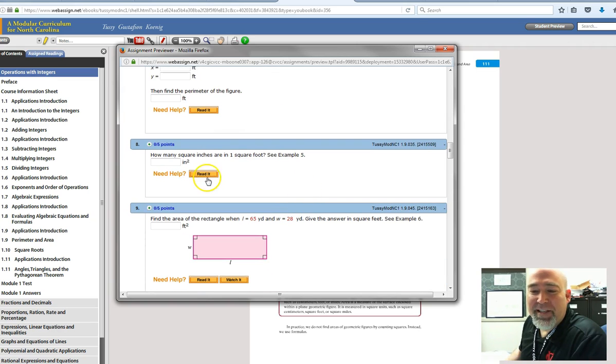Another one to look at: how many square inches are in 1 square foot? Well, you have to know how many inches are in a foot. And we're Americans, so we know that. If I ask how many centimeters are in a meter, we might get lost, but inches in a foot, we would be good. So how many square inches are in 1 square foot? If you visualize a square being 1 foot by 1 foot, now it's 12 inches by 12 inches. And then use that formula, like in example 5, to help you figure out what the square inches are.